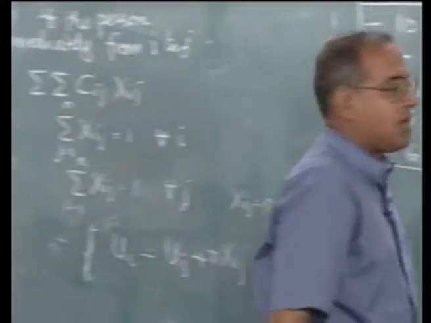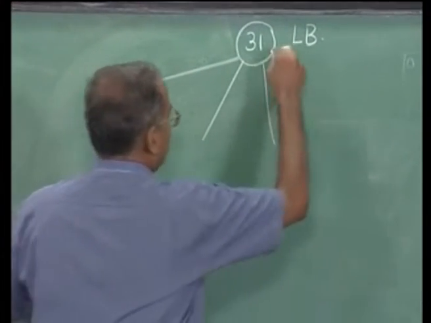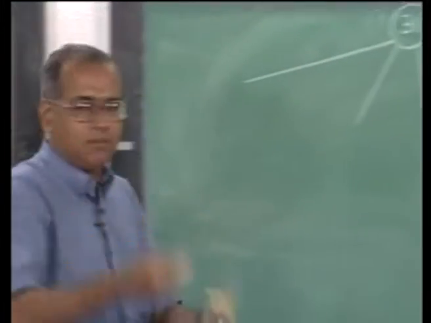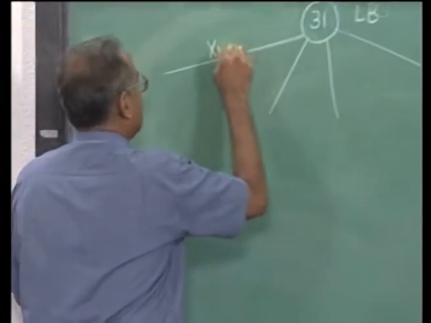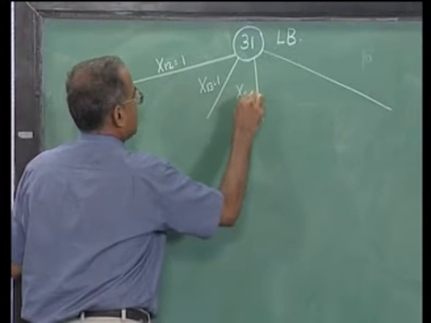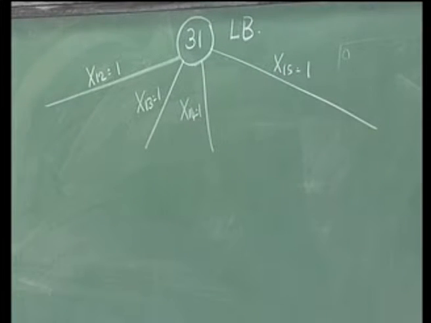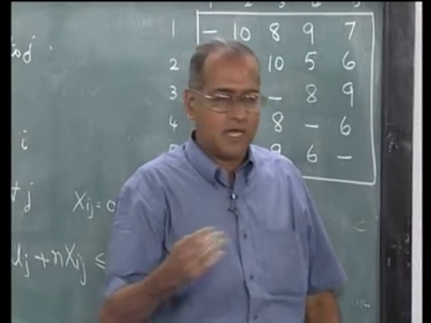Now, from this what else can we do? We branch by creating 4 branches, or n minus 1 branches: x12 equal to 1, x13 equal to 1, x14 equal to 1 and x15 equal to 1. Now, we do not have x11 equal to 1 because x11 is a subtour of length 1. So, you do not have x11 in the solution or xjj in the solution. So, we make 4 branches or n minus 1 branches at this stage.